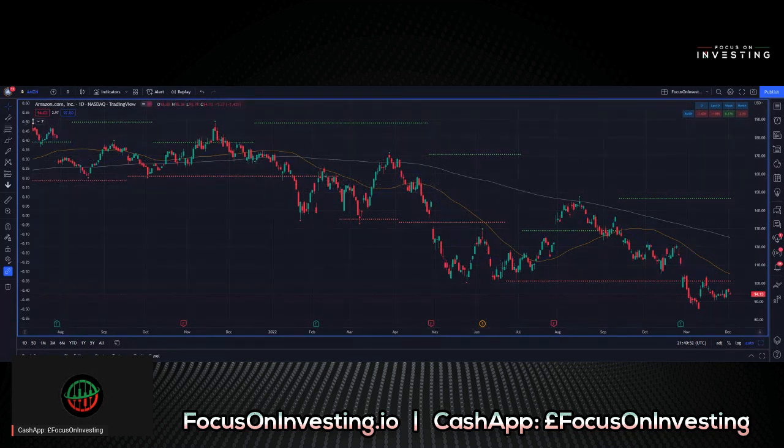And then our next one, we're going to look at the focus on investing trend filter, which gives us an idea of what the trend on price is, green being a bullish trend and red being a bearish trend. And we can see in these sections here, we're going green, red, green, red, green, red. And that's because we're moving sideways. It's fluctuating between the green and red.